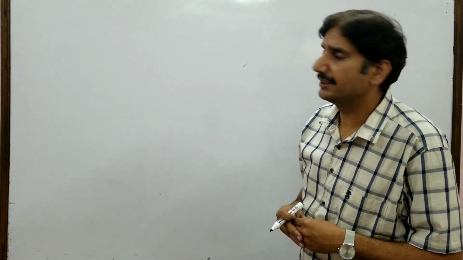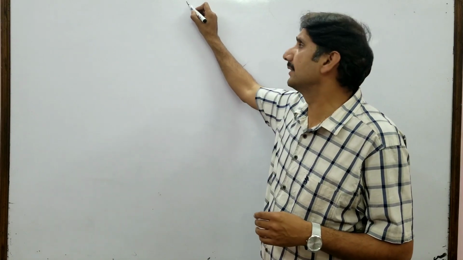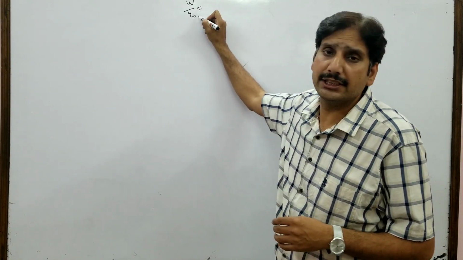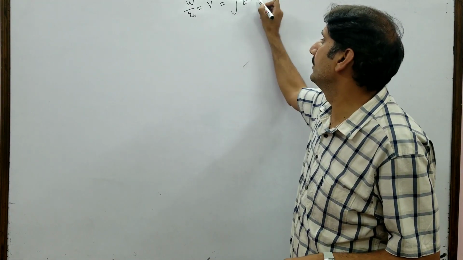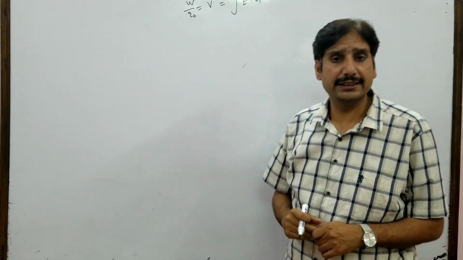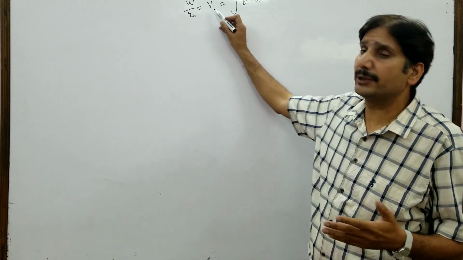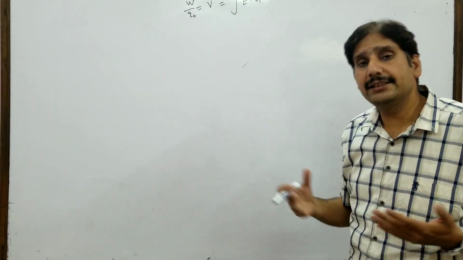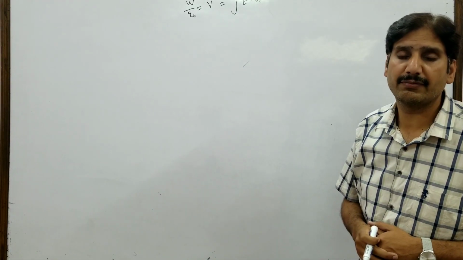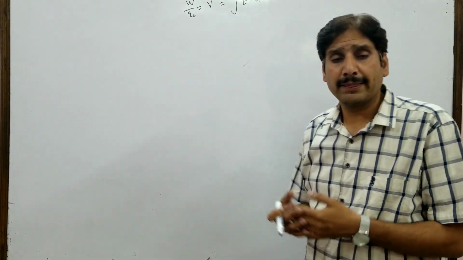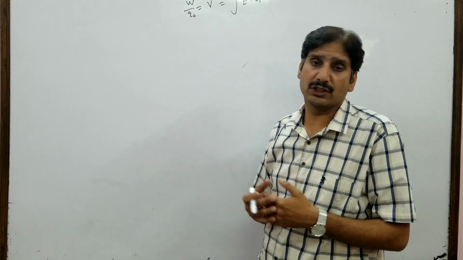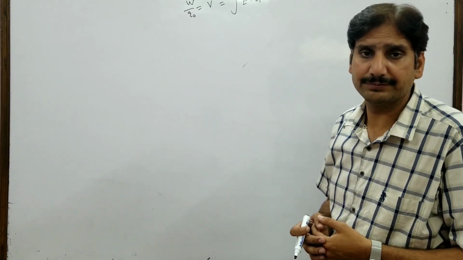The first aspect is that we have already proven that work done per unit charge was defined as electric potential, and that turned out to be the integration of E dot dr. That is, you may say that potential is basically the line integral of electric field. Let's see if the converse is also true. Can I define electric field in terms of electric potential that way?